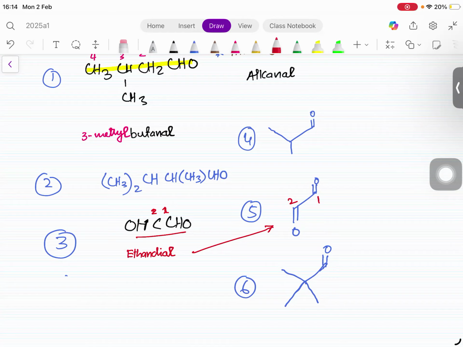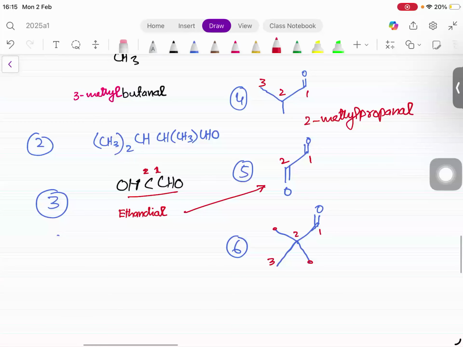First number 4. 1, 2, 3. 3 carbon की chain है, so it's a propanol and 2 methyl propanol. What about number 6? How many carbons, Ilya? 3 carbon chain is propanol and there are 2 branches. Both of them are methyl. So what is the name? 2,2-dimethyl propanol.